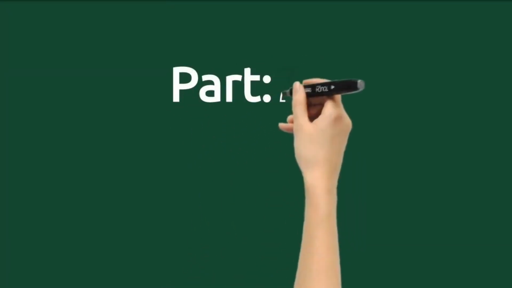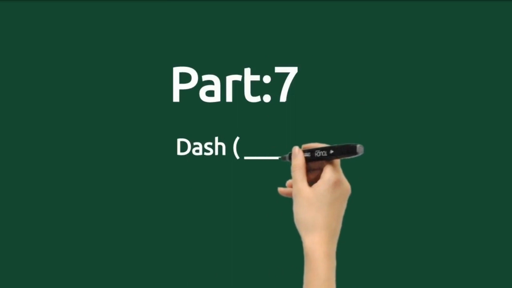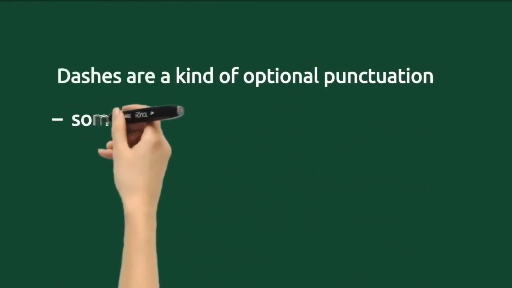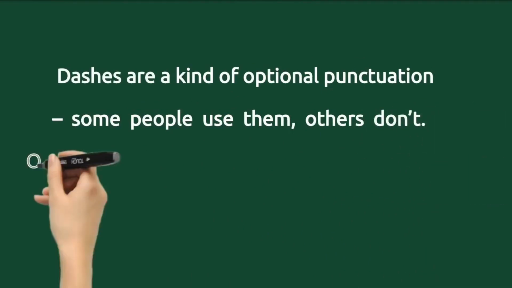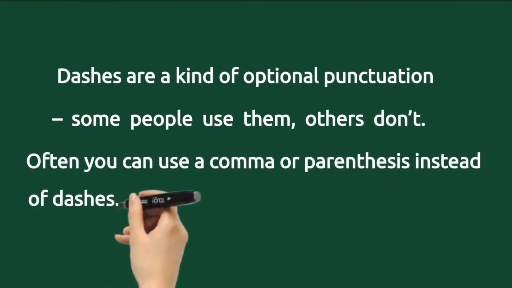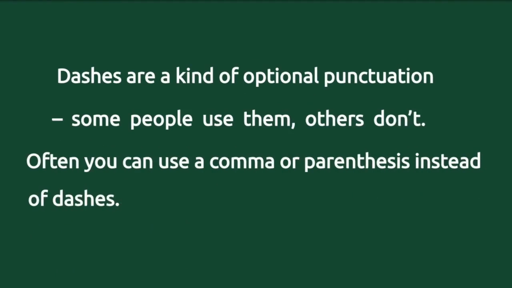Part 7, Dash. Dashes are a kind of optional punctuation. Some people use them, others don't. Often you can use a comma or parenthesis instead of dashes.